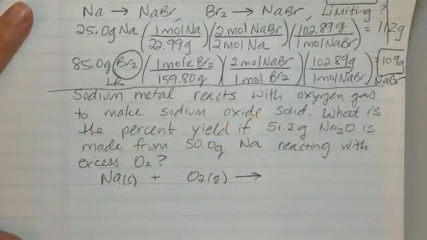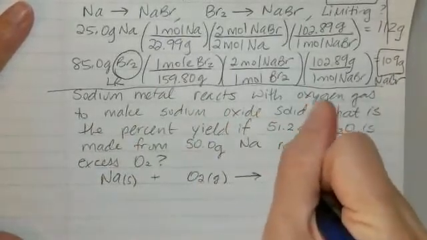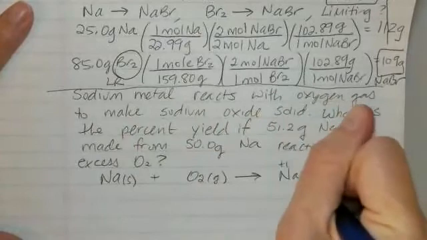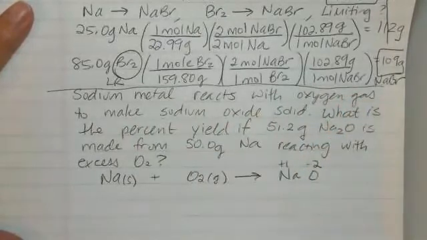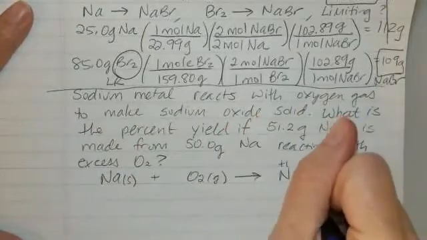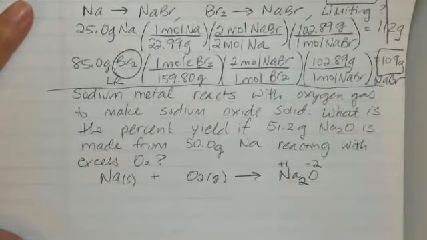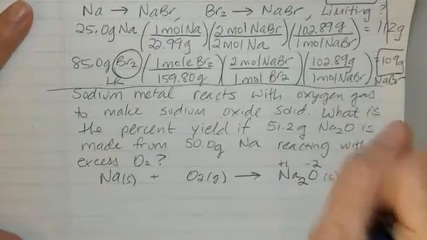So again, another combination reaction. It's going to be an ionic compound, so we have to think about our charges. Sodium's +1, oxygen is now oxide, so it's -2. We know that from the periodic table. That means my formula here has to be Na2O, to balance out my charges.